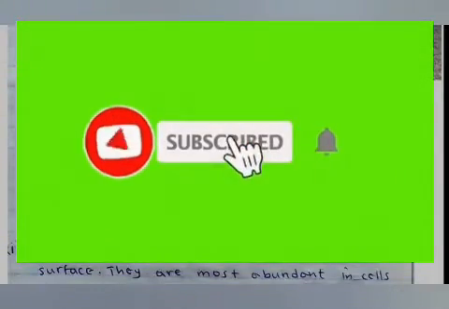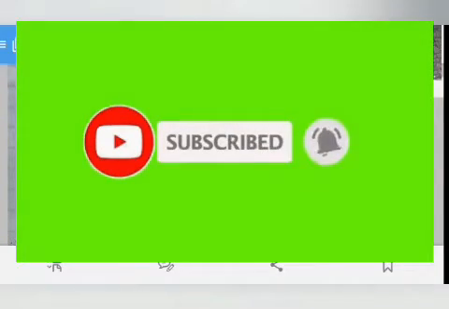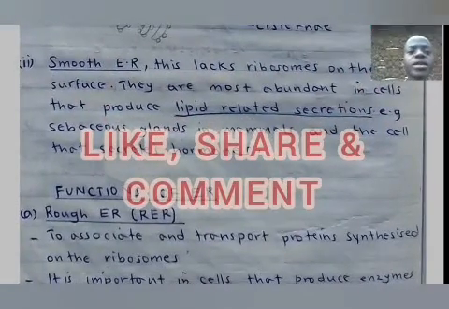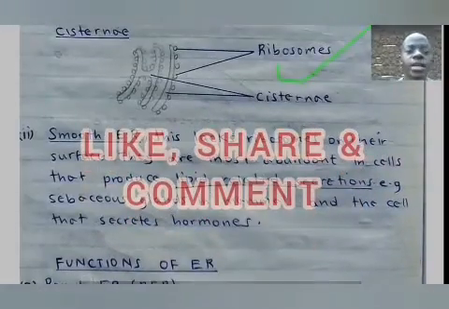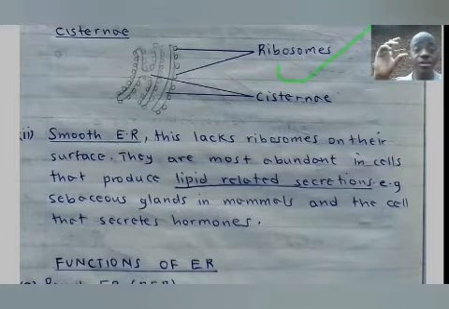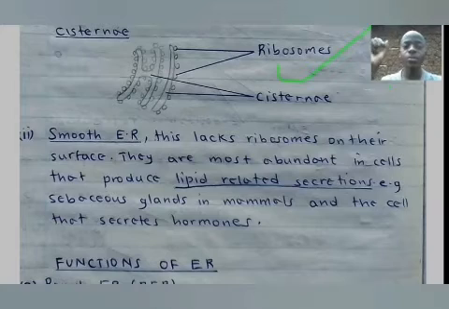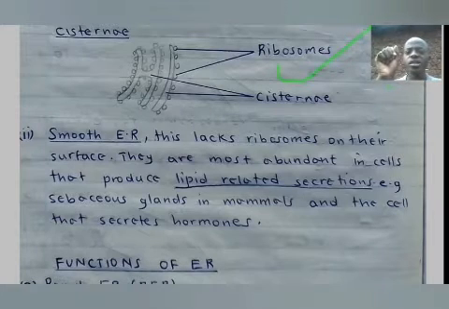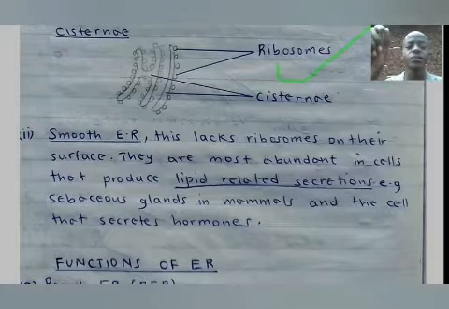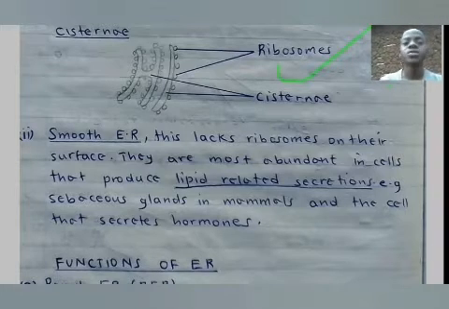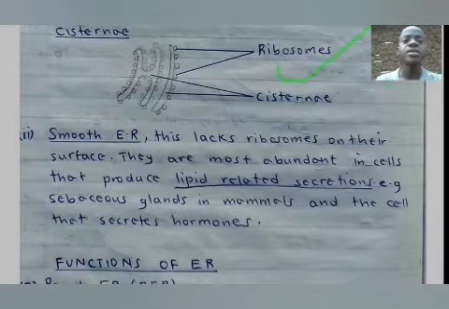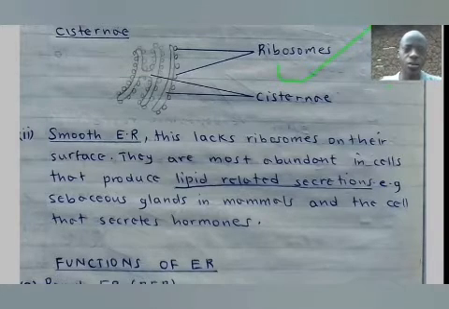Now we also have smooth endoplasmic reticulum. It lacks ribosomes on its surface. They are most abundant in cells that produce lipid-related secretions, e.g., sebaceous glands in mammals, and cells that secrete hormones. So smooth endoplasmic reticulum lacks these ribosomes on its surface.